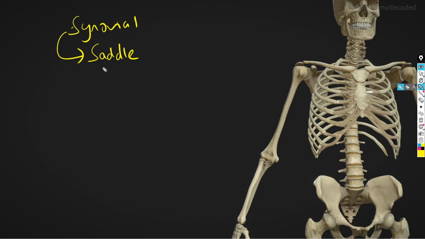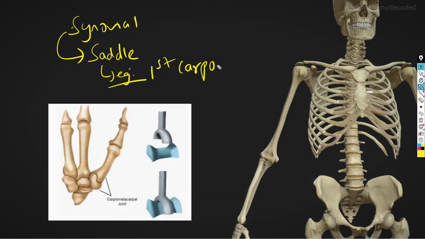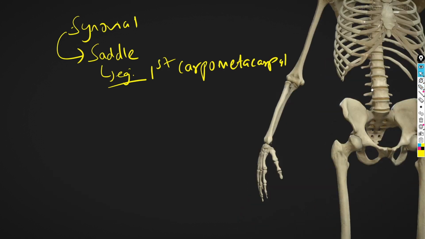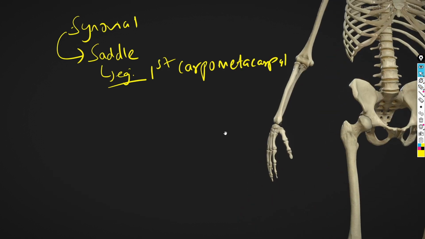Yes, any example you know of saddle variety? So specifically the first carpometacarpal joint. Where is it present? First, the metacarpals. Which one is the first metacarpal number wise? The thumb side, the metacarpal which is present, that's the first metacarpal.